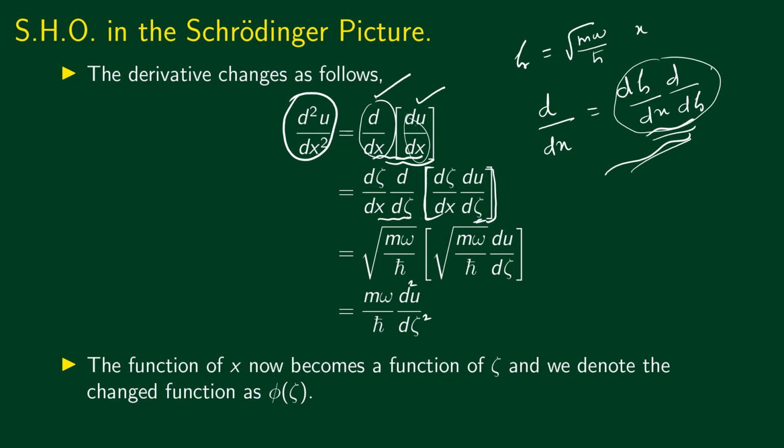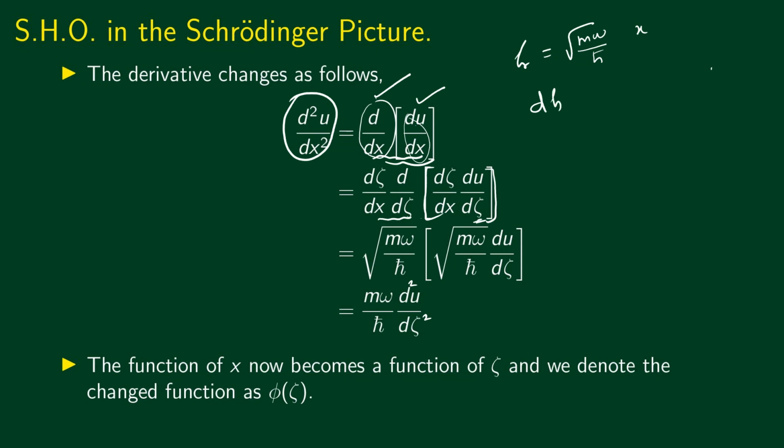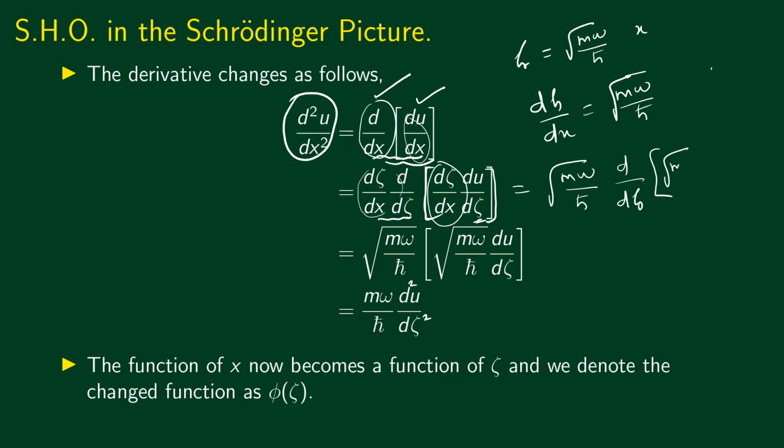That's all. Now this d zeta by dx, we see from here, is equal to square root of m omega by h bar. So this d zeta by dx is square root of m omega by h bar, and we have a d by d zeta here. And inside the bracket, again, we have a d zeta by dx, which is again square root of m omega by h bar, and then du by d zeta. Actually there was a small mistake in this step. I shall correct that in the notes.